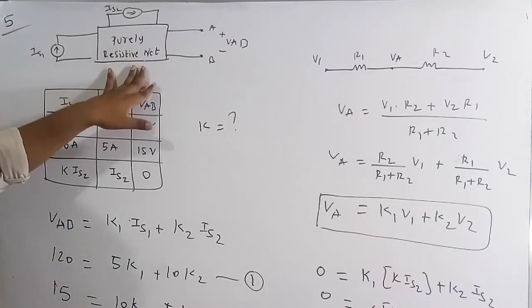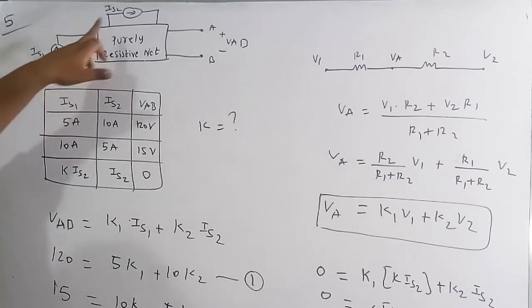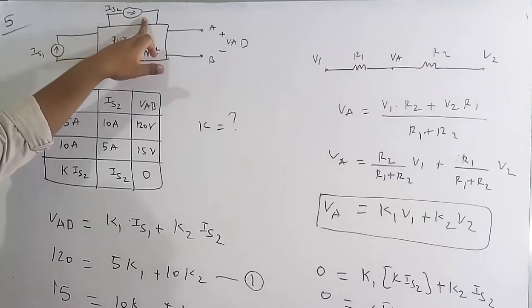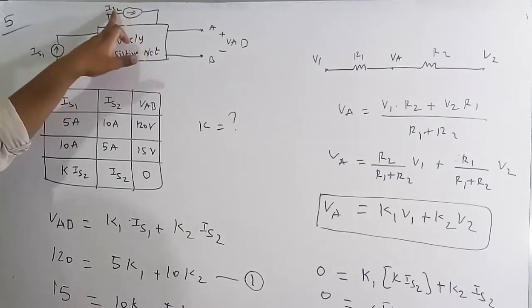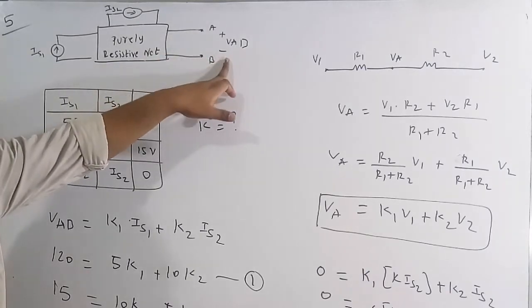This is a purely resistive network. Here there is a current source with the current direction upward, which is IS1, and there is also another current source in the direction of this one, IS2. So this is the open circuit voltage across A and B. This is the voltage, VAB.